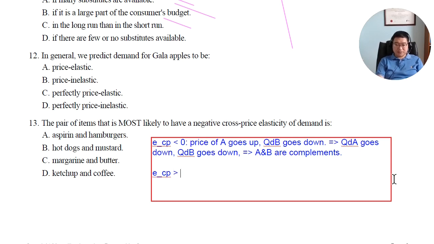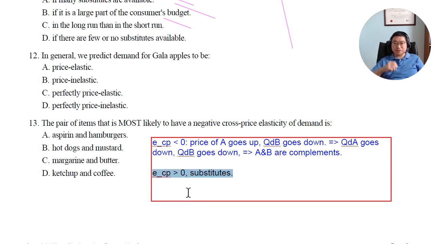If it's positive, then you got what? Substitutes, right? So to memorize, I will memorize this part. Negative cross price elasticity of demand is the opposite to the substitute, so they are complements. I will just memorize the positive one. Why do I memorize this one instead of the negative one? Because I just want to memorize the positive one, right? A positive relationship, they are substitutes.